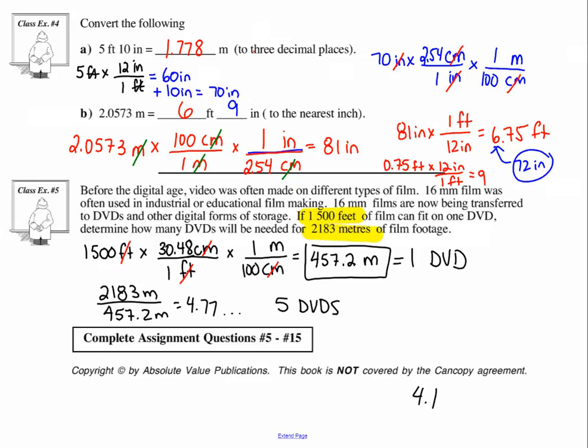So four DVDs will be full. One DVD won't be full of data, right? You can't have half of a DVD. You either use it or you don't, right? Nope, you'd round it to 5, because you'd still need 5 DVDs to get all that footage properly on.